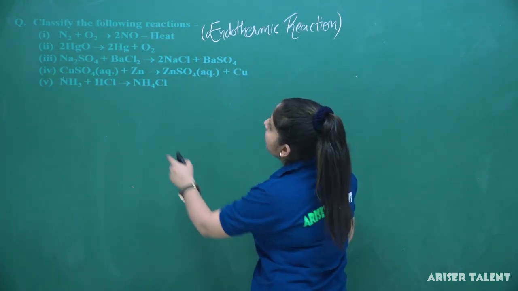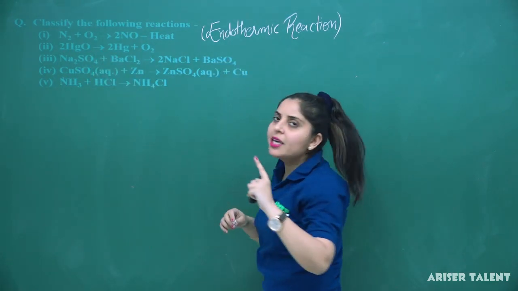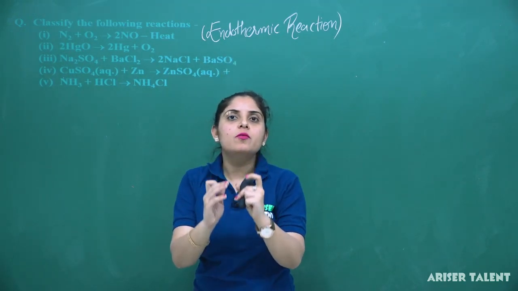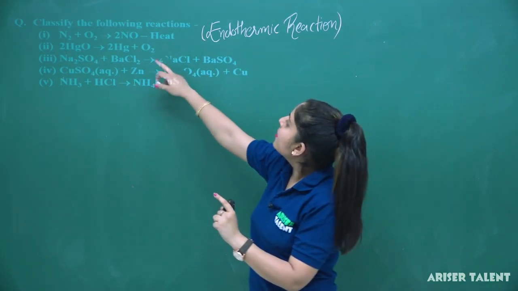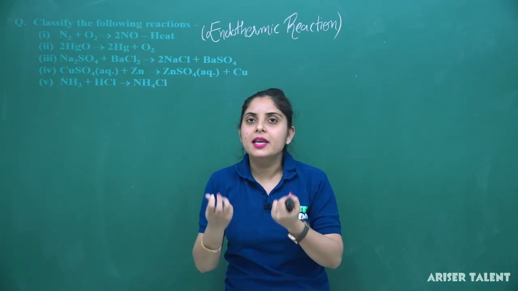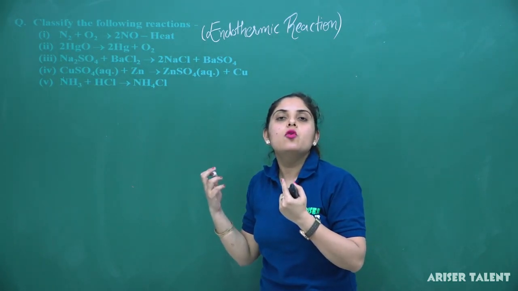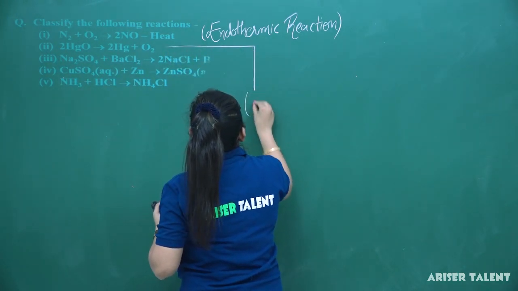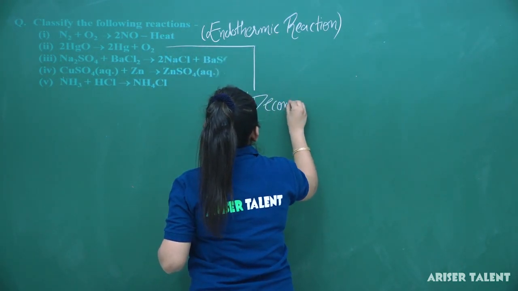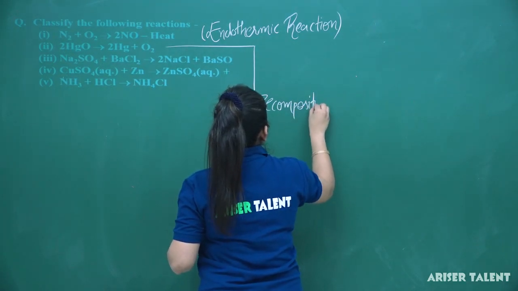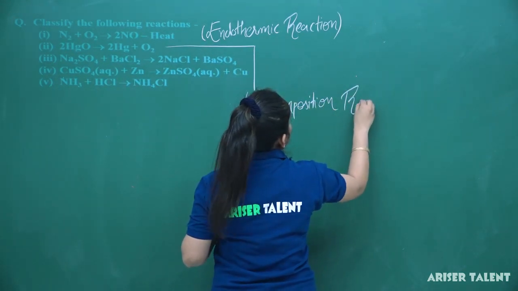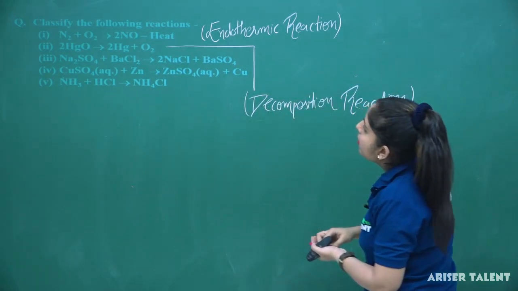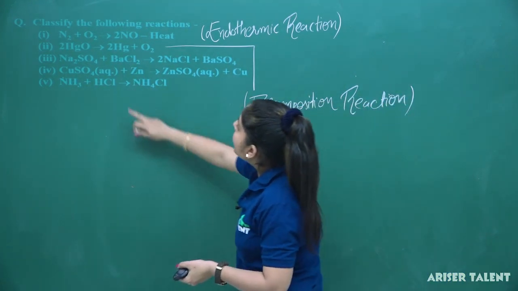Now 2HgO gives 2Hg plus O2. It means there is a decomposition of the mercuric oxide, and this decomposition takes place in the presence of light, so it is known as photolytic decomposition. So the correct answer is decomposition reaction. Now we have our third question.